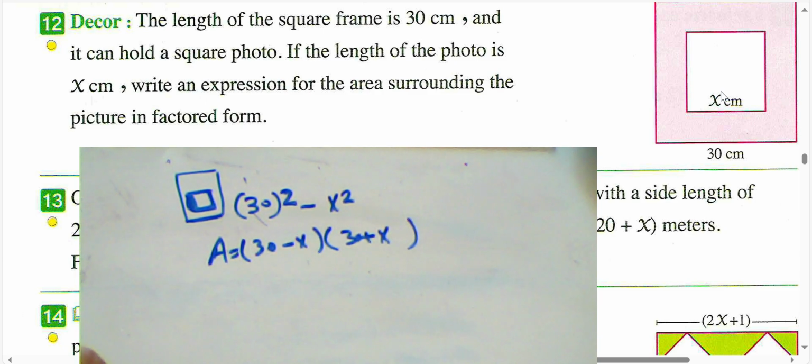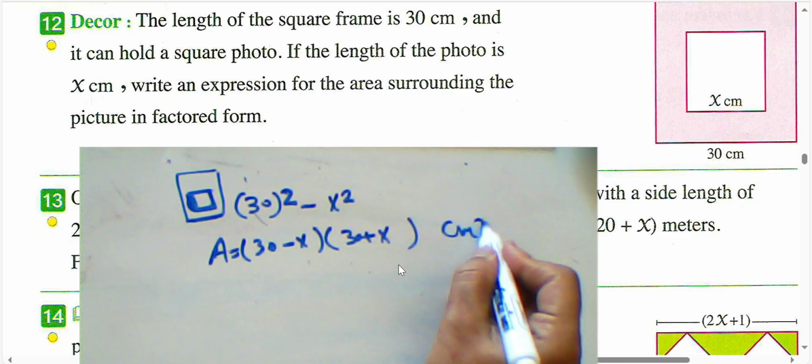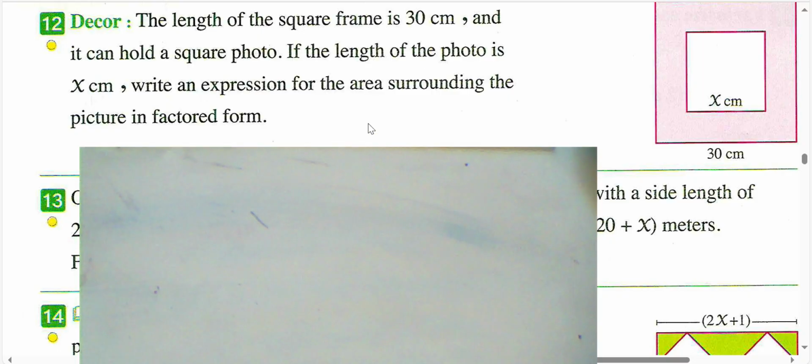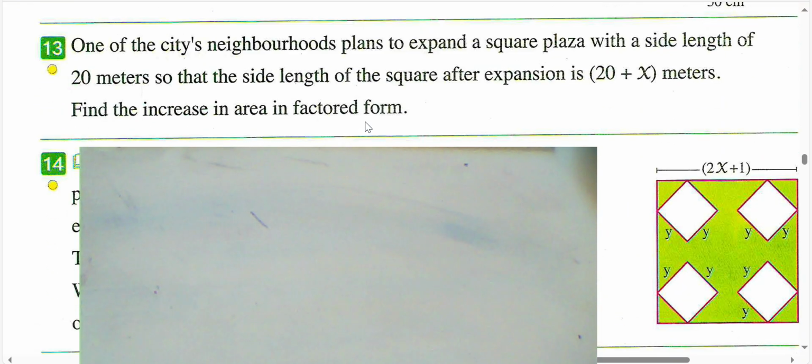The length of the square frame is 30 centimeters and it can hold a square photo. The length of the photo is x centimeters. Write the expression for the area surrounding the picture in factored form. Area equals 30 minus x product by 30 plus x square centimeters. It means you write the area in factored form, not substitute, since there is no value for x to substitute.